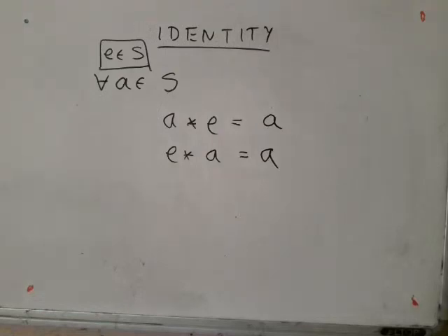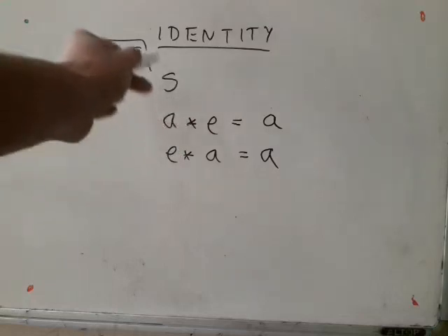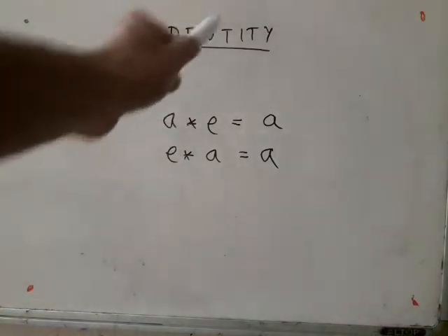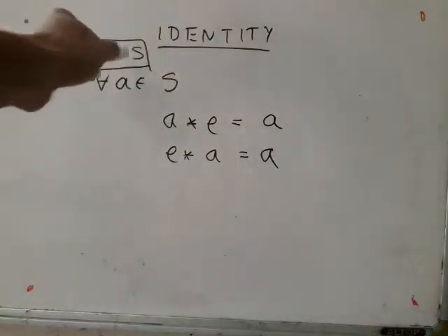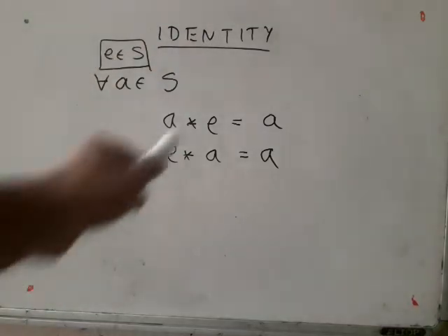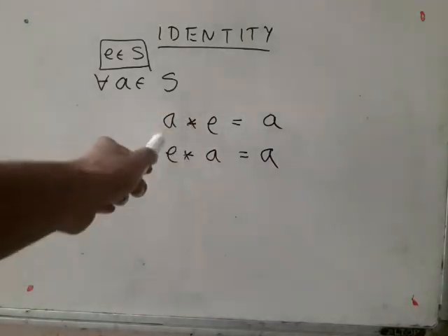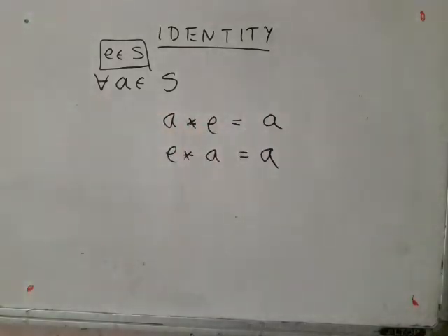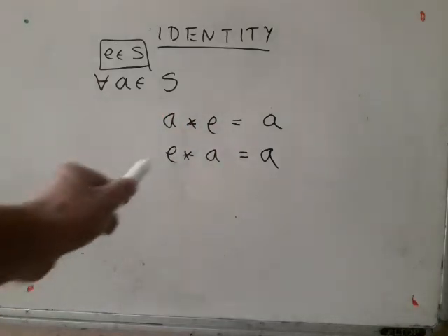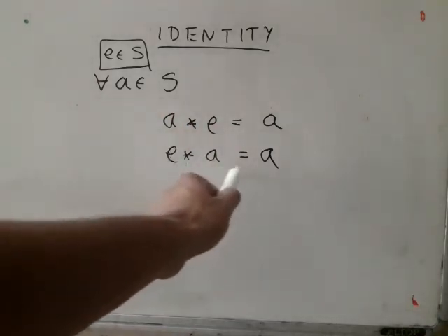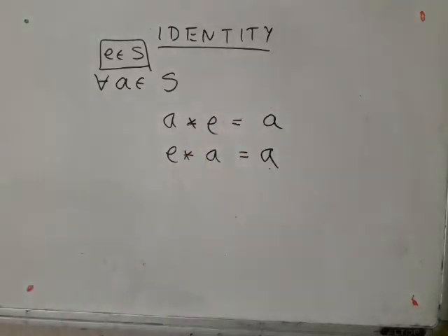So here is the definition of identity. I have a binary operation star acting on a set S, then by identity I mean some element E in S such that if you apply that binary operation with that element, nothing changes. So whatever A you take, A star E is A. And remember, I have not said that the binary operation is commutative, so I need to separately write down E star A is equal to A. If that is the case, then we say that it is an identity element.